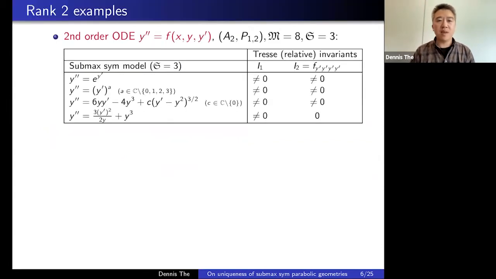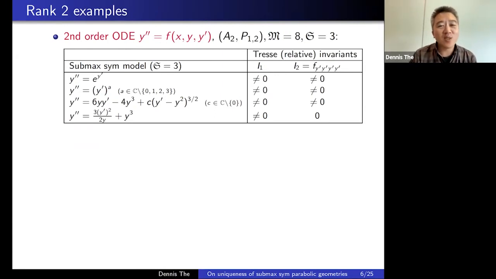Okay, examples. Let's start off with rank 2 examples here. Start out with a second order ODE, y double prime is equal to f of x, y, y prime. This defines a geometric structure.